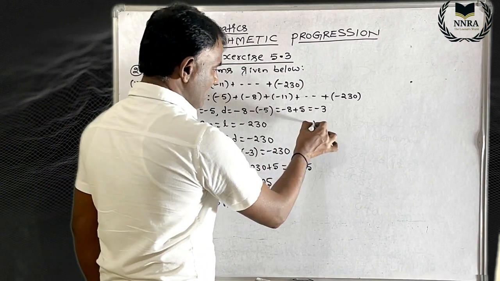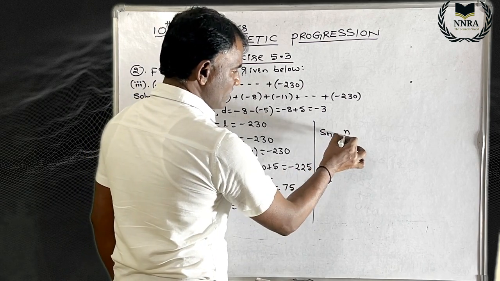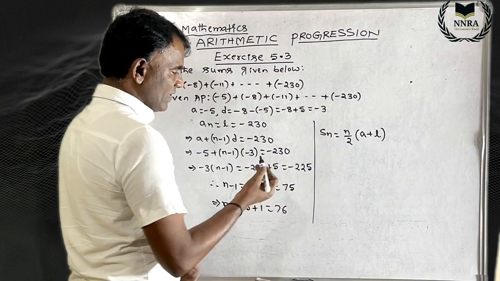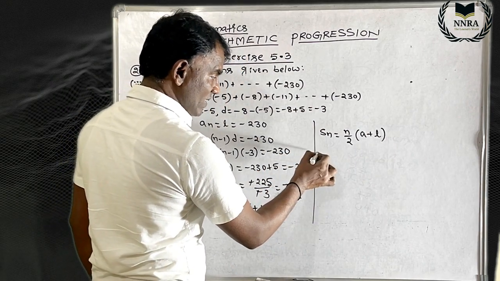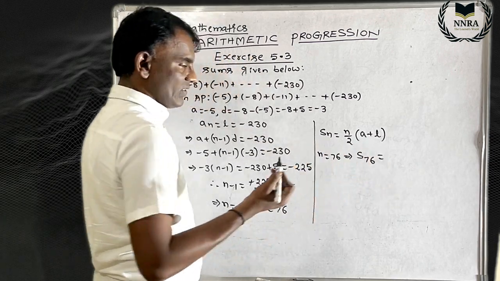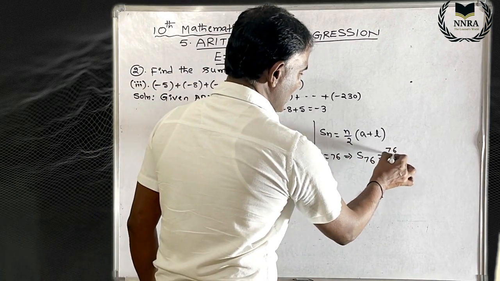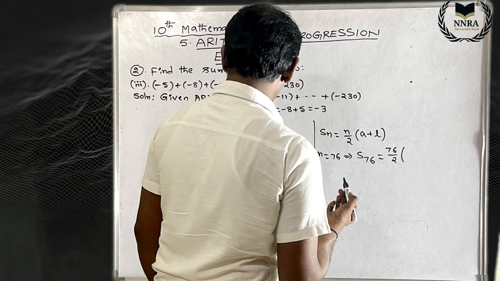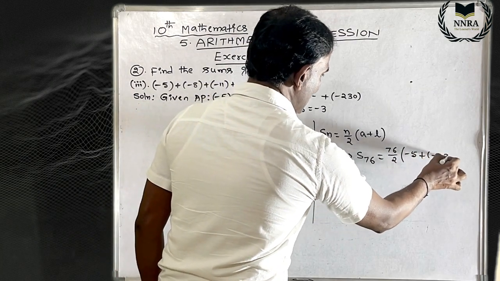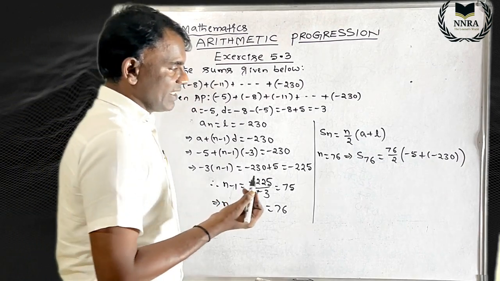Then we find the Sn value. So again use the same formula, n by 2 into (a plus l). But what is the value of n? n equals 76, right? And then how to write it? S76 equals n by 2, that is 76 divided by 2 into (a plus l). So what is a? Minus 5. Then plus of minus 230. Right?